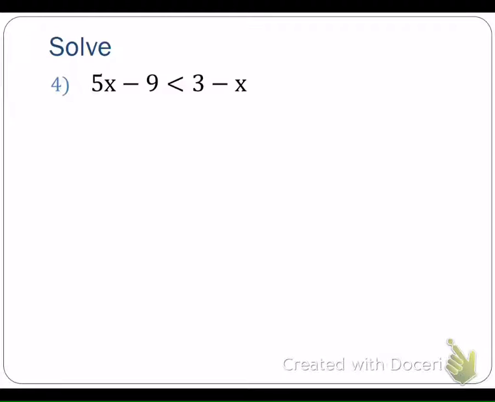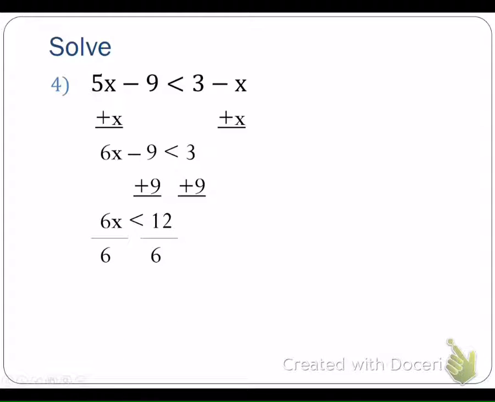Combine the x's. So how am I going to get the x's together? I'm going to add 1x to both sides where I see x's. So on the right side, they're gone. What's 5x plus 1x? 6x minus 9 is less than 3. Then I'm going to add 9 to both sides. 6x is less than 12. Divided by 6. Any sort of flipping happening? Nope. X is less than 2.